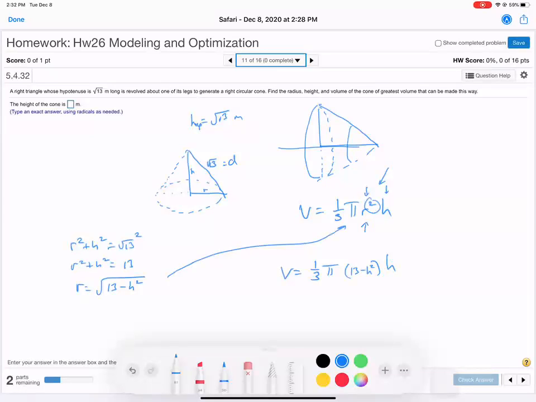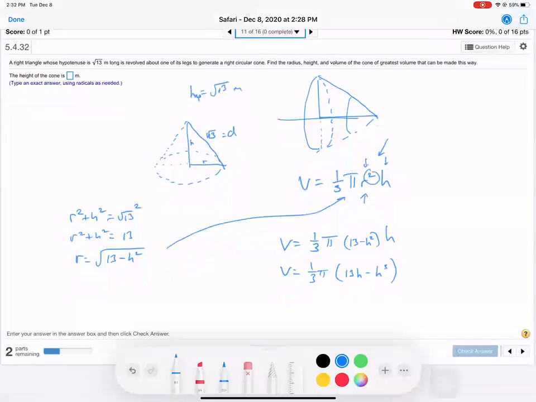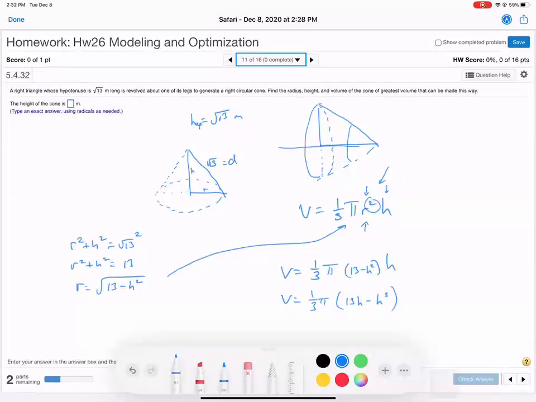Okay, I'm going to multiply this out one more time. We have V is equal to 1 over 3 pi times (13h minus h cubed). Okay, so we're going to go ahead and now take the derivative of this. The derivative dV over dt is equal to 1 over 3 pi. That's going to stay. And then let's take the derivative of this binomial. It's going to be 13 minus 3h squared dh over dt.